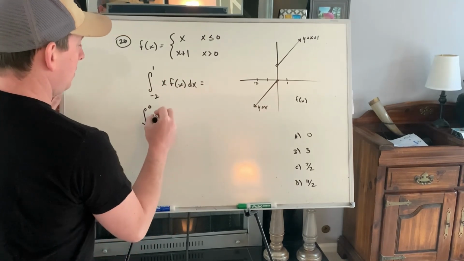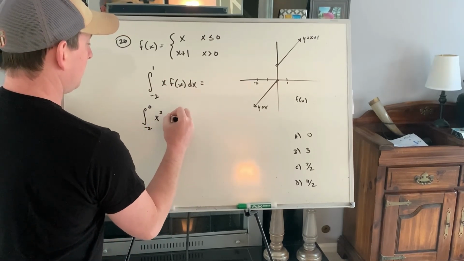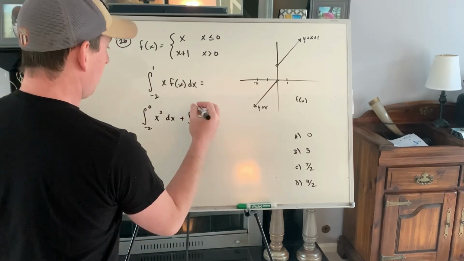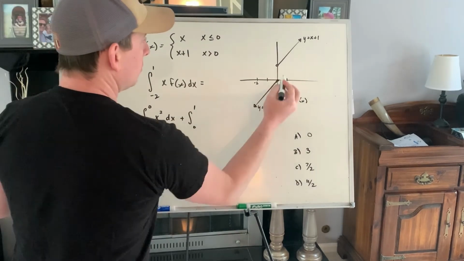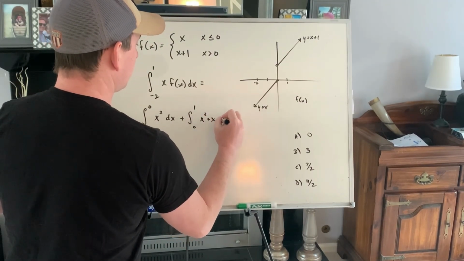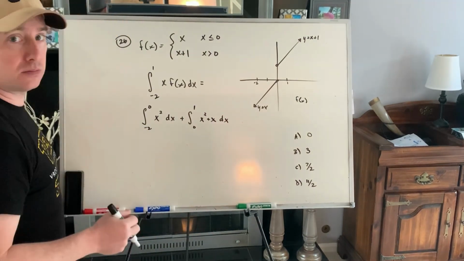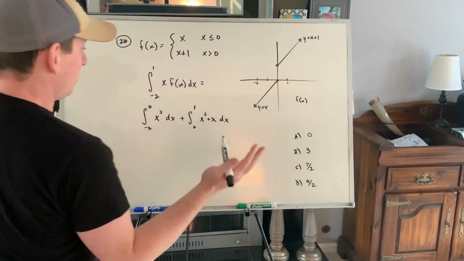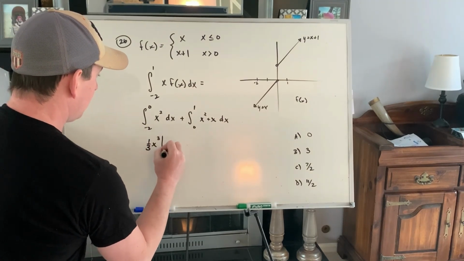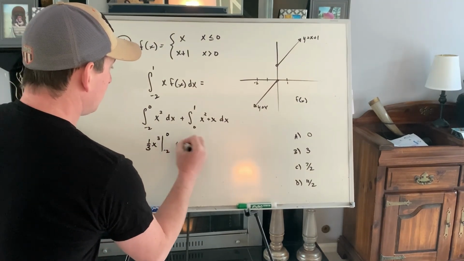function, so that's just x squared, plus the integral from 0 to 1, and we're going to do x times this function, so x squared plus x. And then just integrate everything. 1/3 x cubed from -2 to 0.